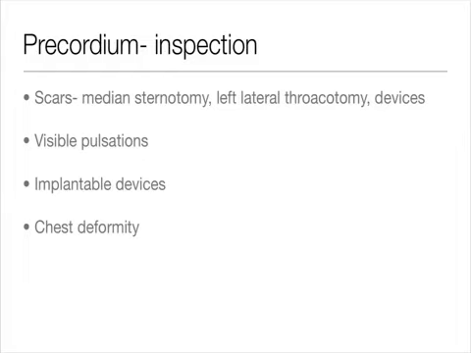Look for any visible pulsations in the chest. Look in the pectoral regions for any implantable devices such as pacemakers or ICDs. Also look for any chest deformity, as a severe chest deformity can cause pulmonary artery hypertension.